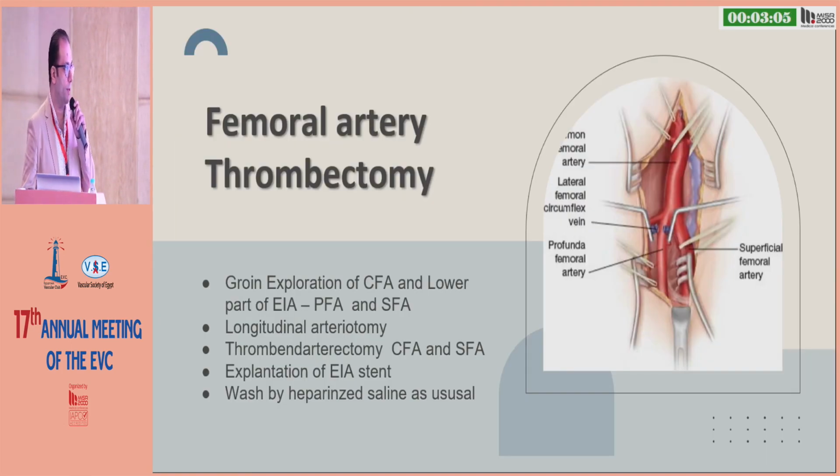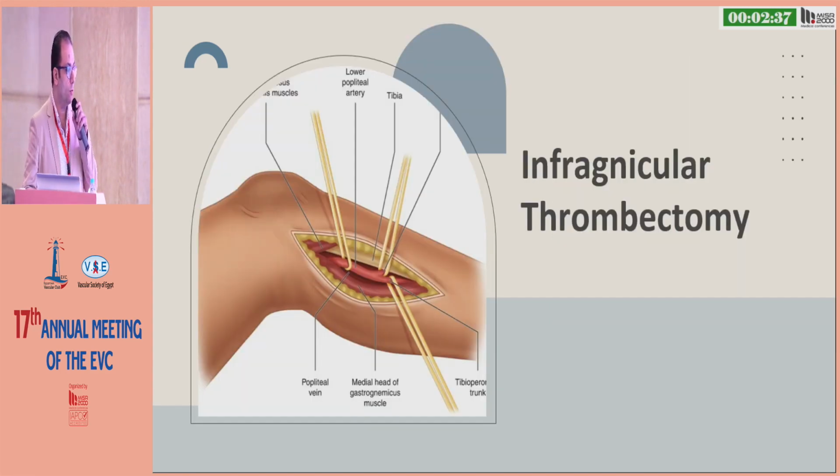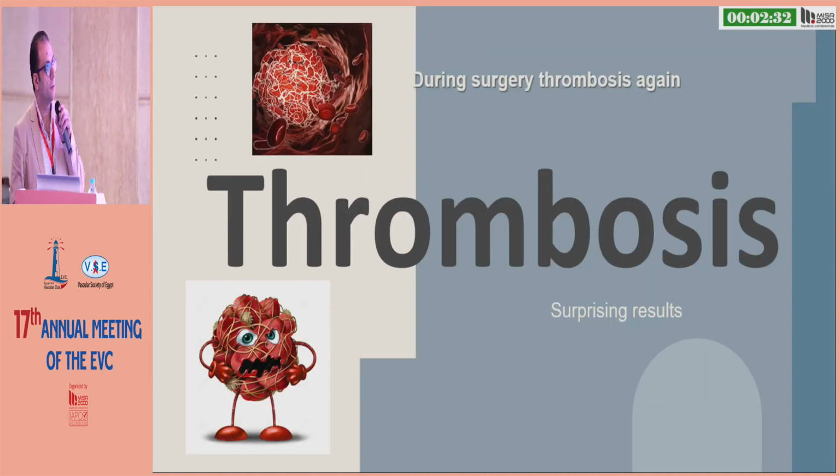Femoral artery thrombectomy: groin exploration of the common femoral artery, the lower part of the external iliac, profunda and superficial femoral artery. Longitudinal arteriotomy was done. Thromboendarterectomy of the common femoral and superficial femoral artery. Explantation of the external iliac artery stent, washed with heparinized saline as usual. We explanted the stent and the atherosclerotic plugs, and did infragenicular thrombectomy with closure by venous patch, but there was thrombosis several times intraoperatively.